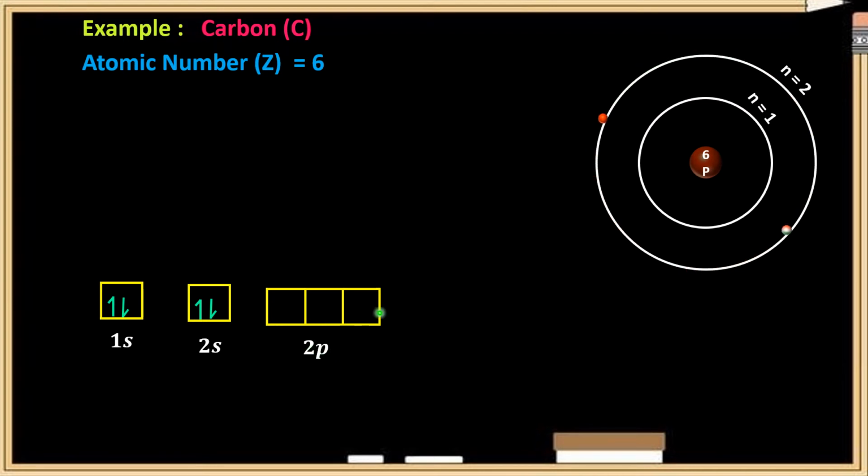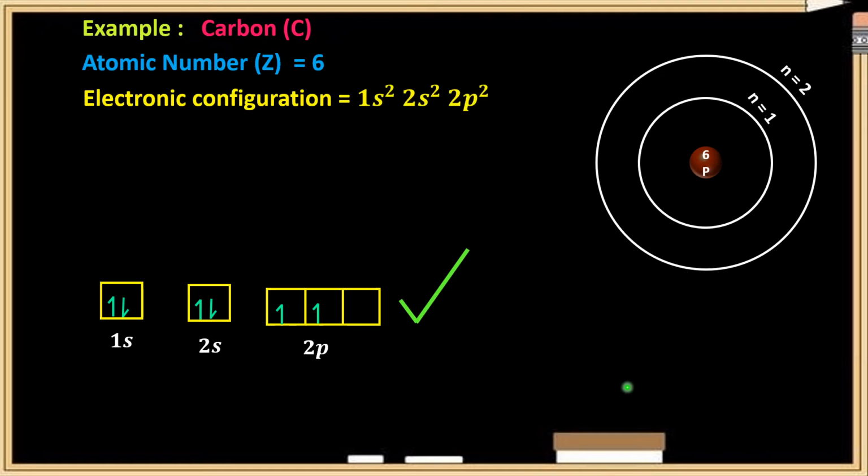Okay. Now the fifth electron enters into one of the empty orbitals of 2p, and the sixth electron will enter the remaining empty orbital. It does not pair up with this electron. So this is the correct way of distributing the electrons into orbitals. Okay, so now it is following Hund's rule. So the electronic configuration of carbon is 1s2, 2s2, 2p2.